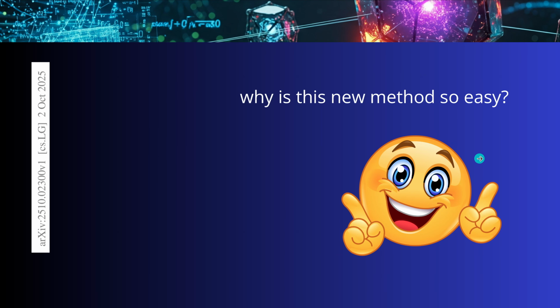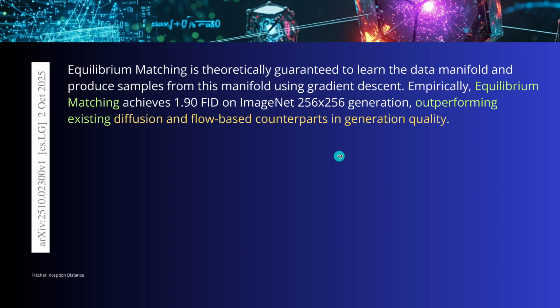And you might say, hey, but why is this method so easy? It sounds so simple, so trivial, so beautiful. Well, now part 2. There is a complete mathematical framework behind everything I just told you. But you know what? I give you the result. The result is that equilibrium matching, after all the mathematics, is theoretically guaranteed to learn this data manifold. You remember the manifold hypothesis we started with in the video? And produce samples from this manifold using gradient descent.